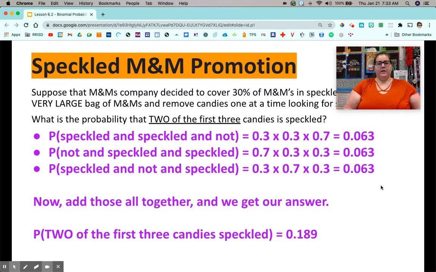We add all those together, we get our answer. So we kind of see that rhythm. We have to think of what are all the options for getting this amount, and then what are the probabilities of each option, and then we add them all together.